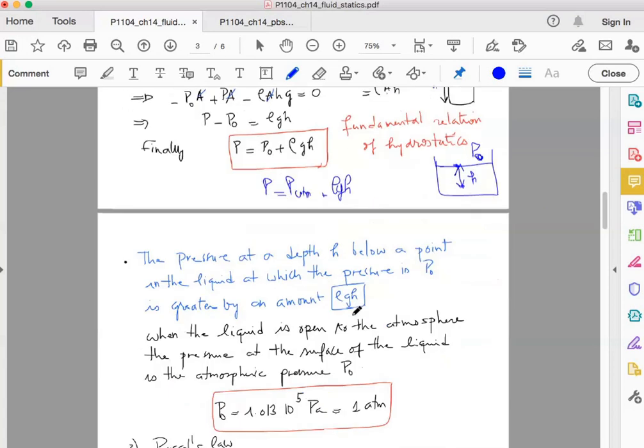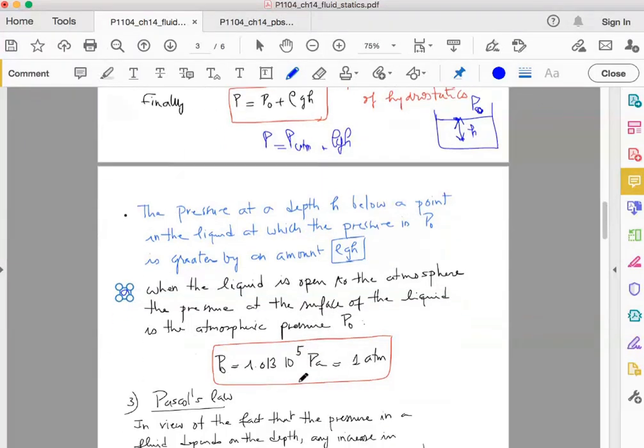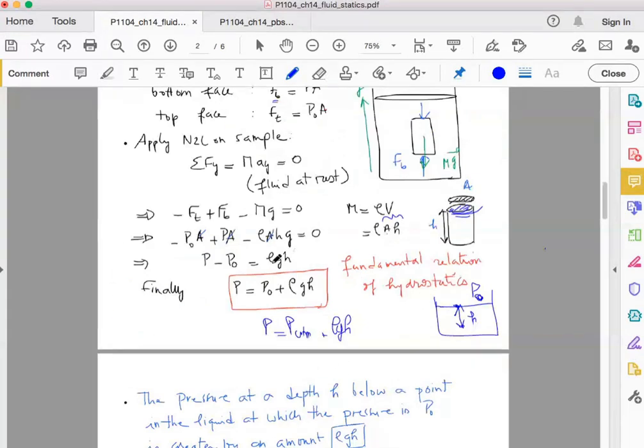Okay. So here I've just said one more comment: when the liquid is up into the atmosphere, the pressure at the surface of the liquid is equal to the atmospheric pressure, which is given by 1.013 times 10 to the power 5 Pascal. Sometimes we can use 1 atmosphere, but in general in our case we are going to take the Pascal to be our unit.